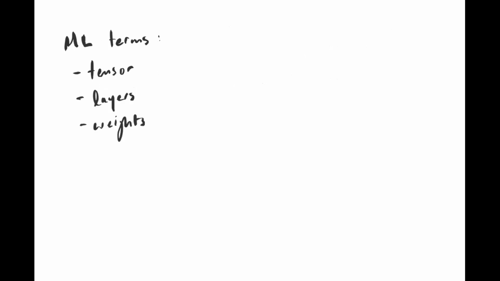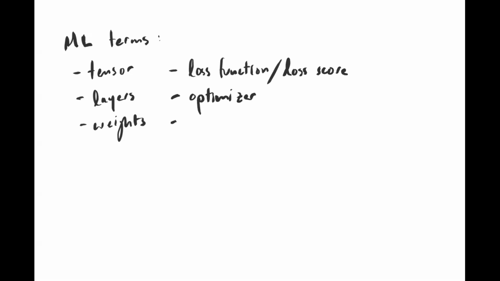So we've got tensors, layers, weights, loss function, or loss score, optimizer, and perceptron. Okay, so there are these six things, all of which we've actually already talked about in different ways throughout this course. So as I work through our examples, I will try and hit all of these so that we know what we're talking about.